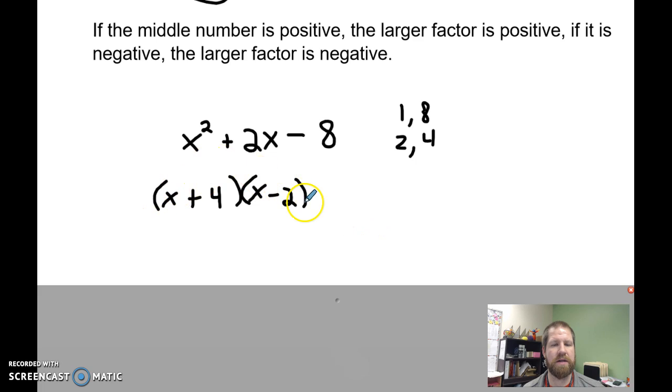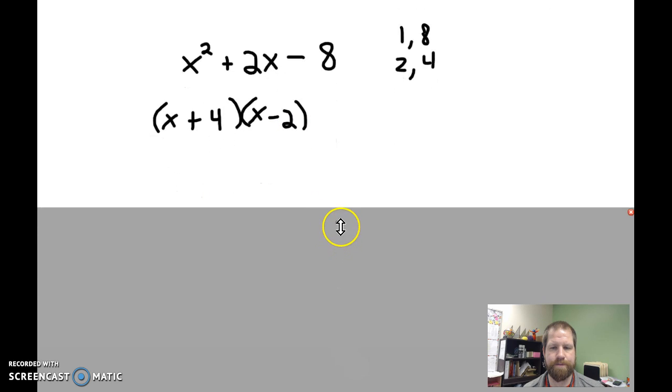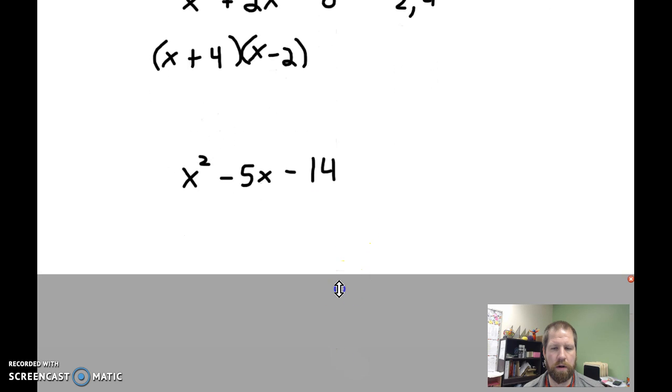And if I multiplied these together, I get x times x is x squared. X times negative 2 plus 4 times x is a positive 2x because my positive number is greater. And then 4 times negative 2 is negative 8. So this works. All right, let's look at one more.